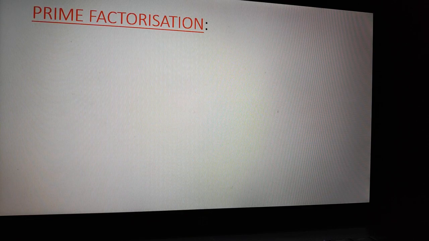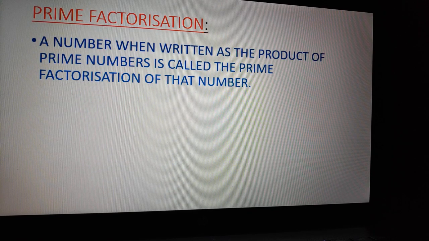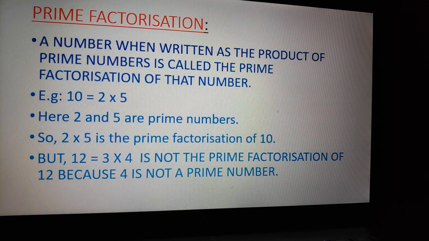Next, what do you mean by prime factorization? Whenever we talk about factorization, it is a process of writing a number as the product of some other numbers. So when we talk about prime factorization, we have to write only the prime numbers as factors. Let us take one example, 10. This can be written as 2 multiplied by 5. Here both the factors 2 and 5 are prime numbers. So 2 multiplied by 5 is the prime factorization of 10.